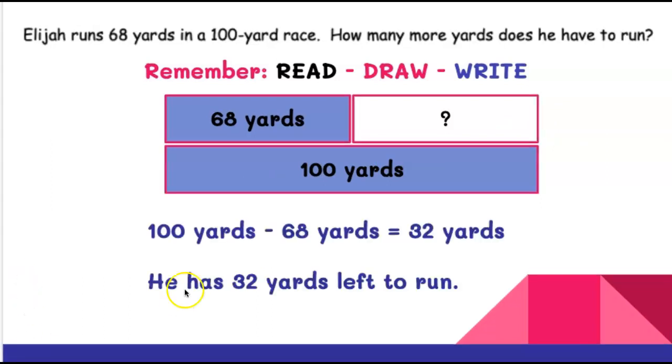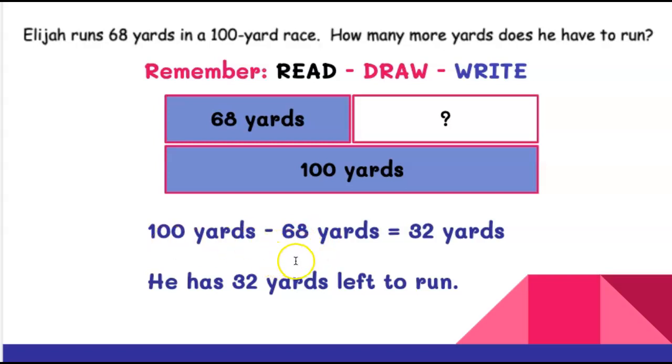So you should have something that looks like this. 100 yards minus 68 yards equals blank. Now in my head, I solved this by thinking 68 is really close to 70. It's only 2 away. So I'm going to add those 2 on and pretend I have 70.